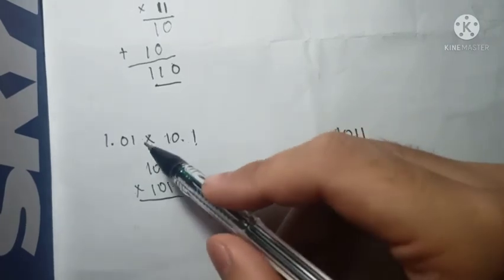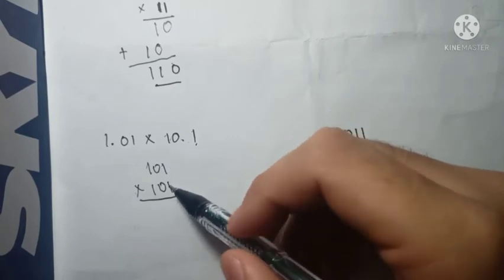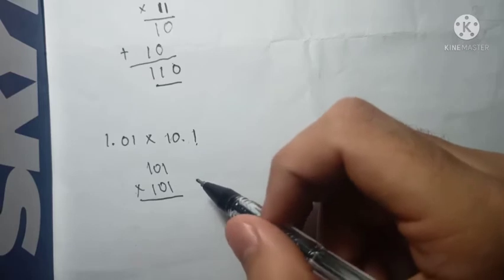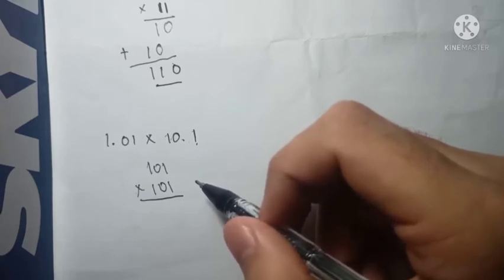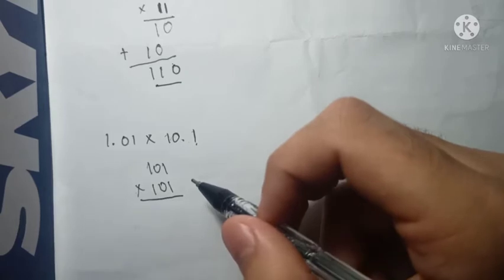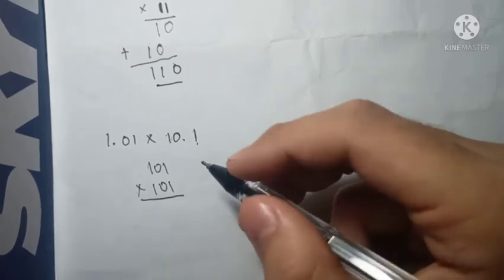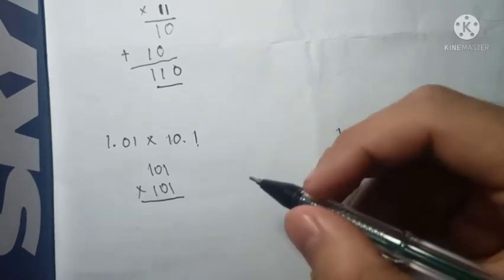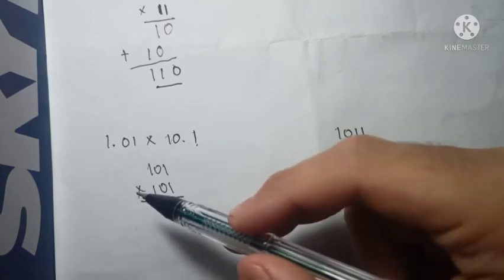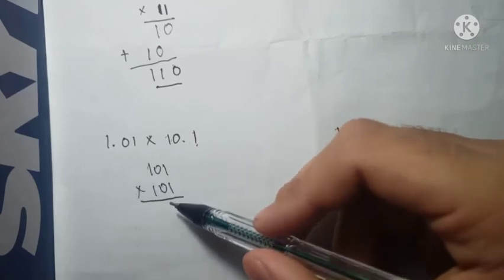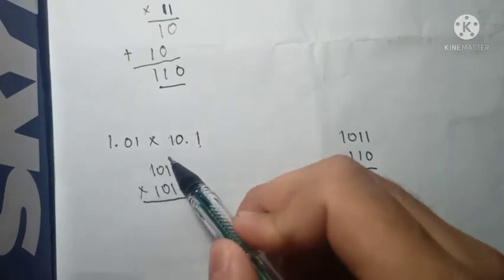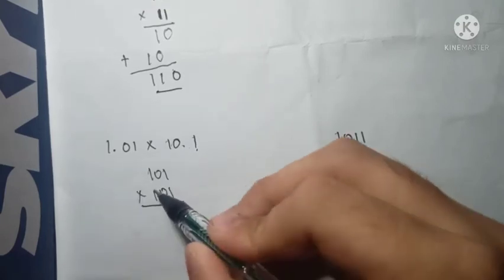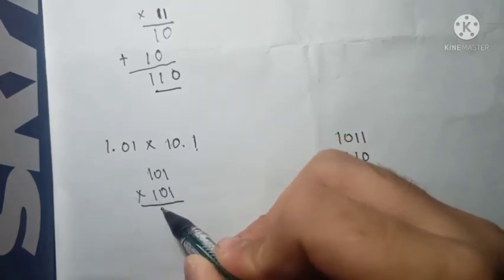So as you can see, we have fractional numbers, and in case of fractional multiplication, we have to take the multiplication for the whole binary number without the decimal point. After getting the answer, we are going to place the decimal point. So 1.01 times 10.1 is going to be 101 times 101.